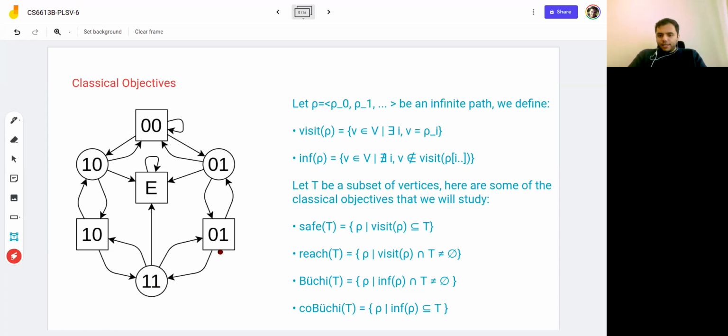Now, some of the classical objectives that we will look into are the following. The first objective that we look into is safety. And basically what safety says is that I want the game to always stay within my set T. I want to make sure that I never leave T.